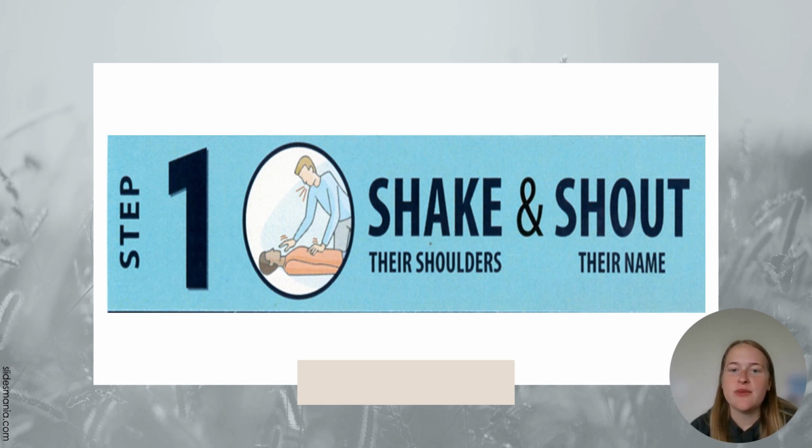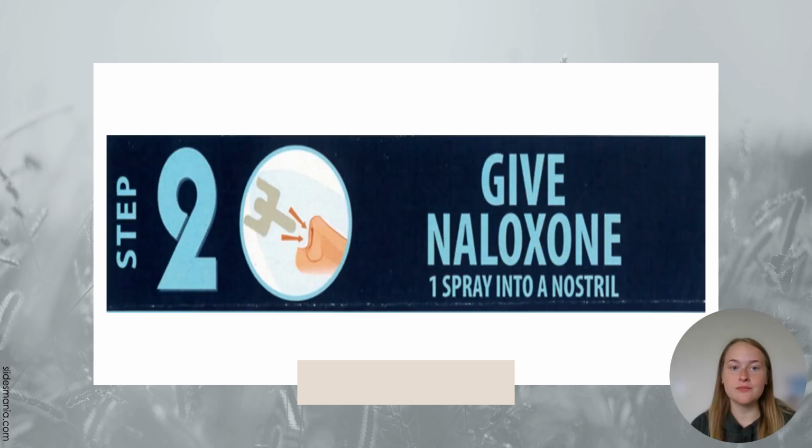Now, once you've determined the individual is most likely experiencing toxic drug poisoning, is unconscious, or not breathing, we can move on to step 2. Step 2 is giving the naloxone, which we will now walk through step by step.